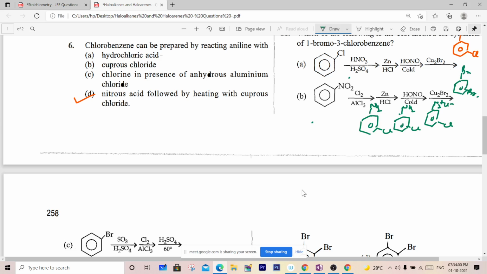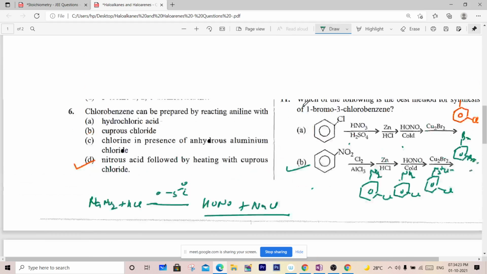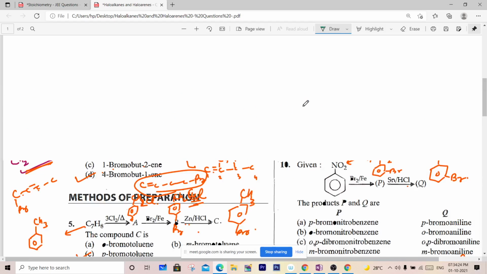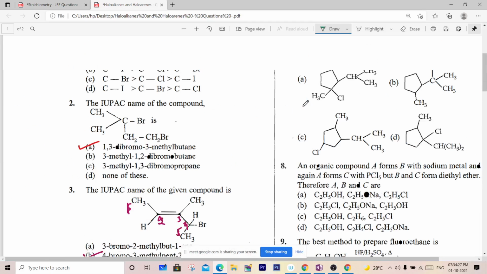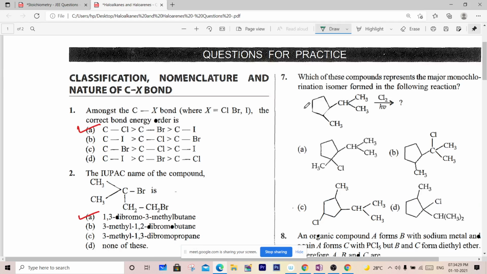Sandmeyer reaction. But can you repeat what HONO does? It is basically obtained by NaNO2 and HCl at 0 to 5 degrees Celsius. Okay, okay. Instead of that, they just put. Yeah. Okay. Yes, sir. So B is the correct answer. Okay, now come to this question number 7.